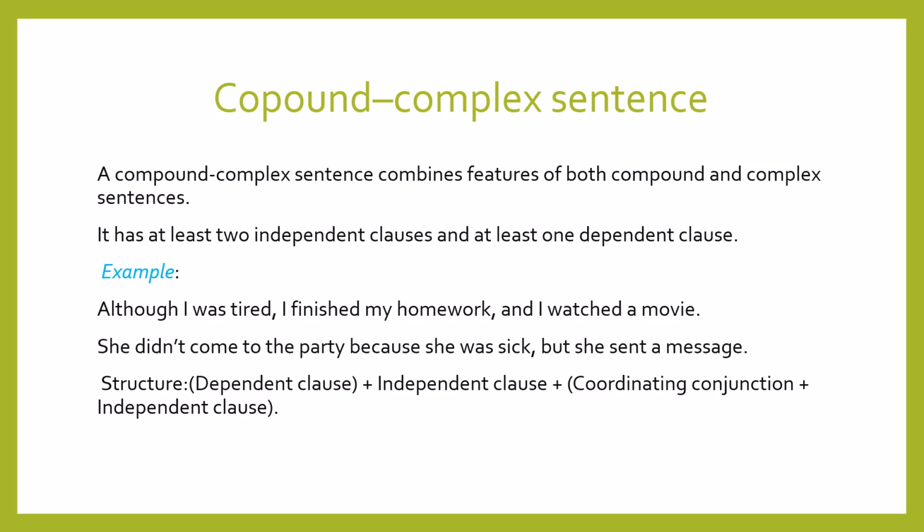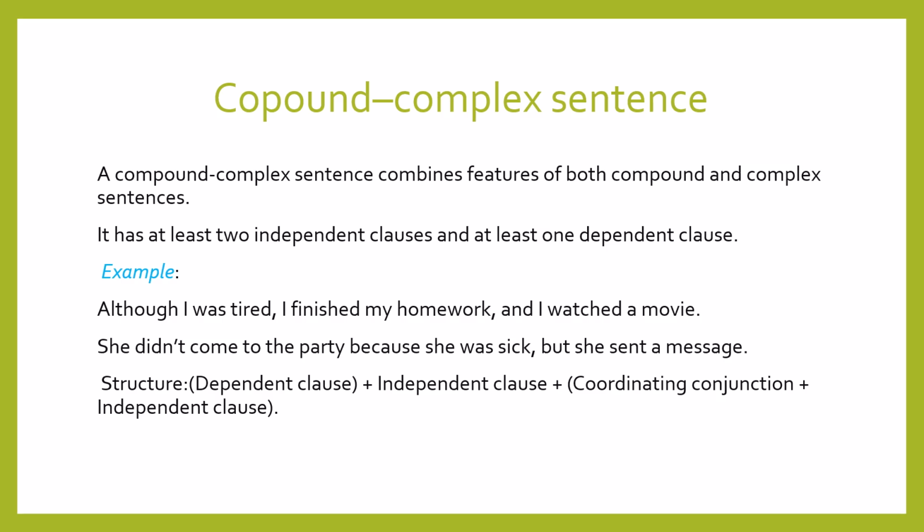So when we put them all together, we expect a mixture of all of this. So we have at least two independent clauses, because two independent clauses means a compound sentence, and at least one dependent clause. We can have more, but at least we need one. All right, let's see these examples to understand more.